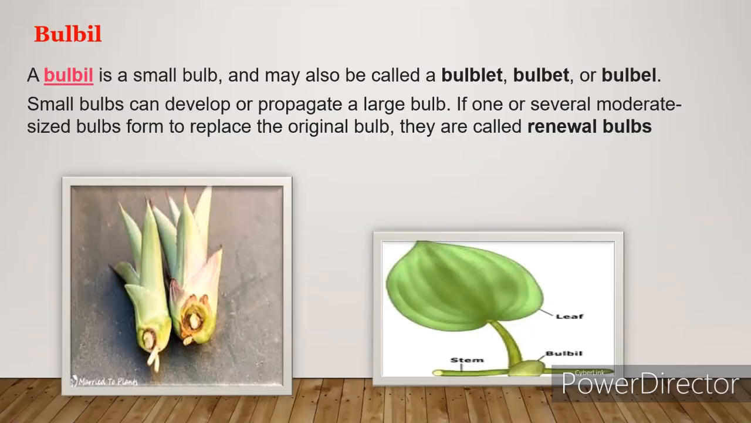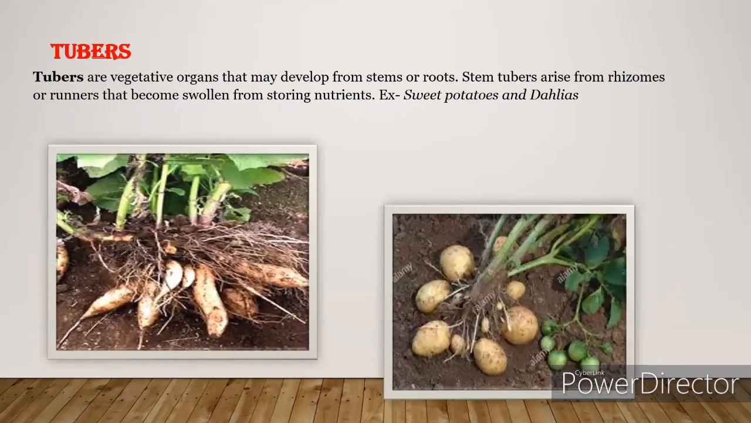Then the next one is the tubers. Tubers are vegetative organs that may develop from the stem or the root. The stem tuber arises from rhizomes or runners that become swollen from storing nourishment. The upper surface of the tuber produces the new plant shoot system, that is the stem and leaves, while the bottom surface produces the root system.